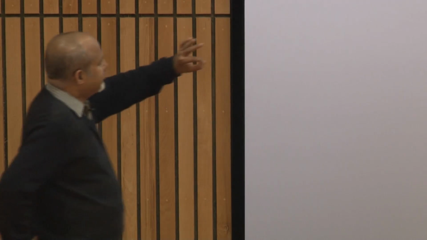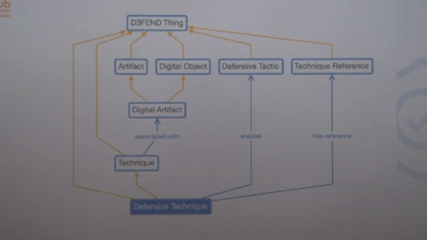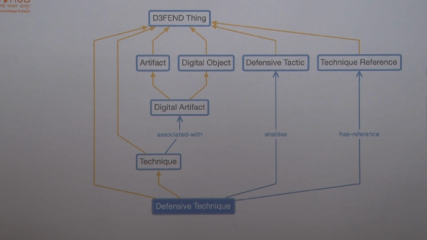A digital object becomes a digital artifact when either an attacker creates that digital object or touches that digital object, or a defender consumes that digital object or touches that digital object or reads that digital object, right. So this is what the D3FEND framework is saying, that any digital object may not be of interest. Only those digital objects are of interest to me if they are being created or touched by an attacker, or if they are being used or read by a defender, right. So that becomes a digital artifact.